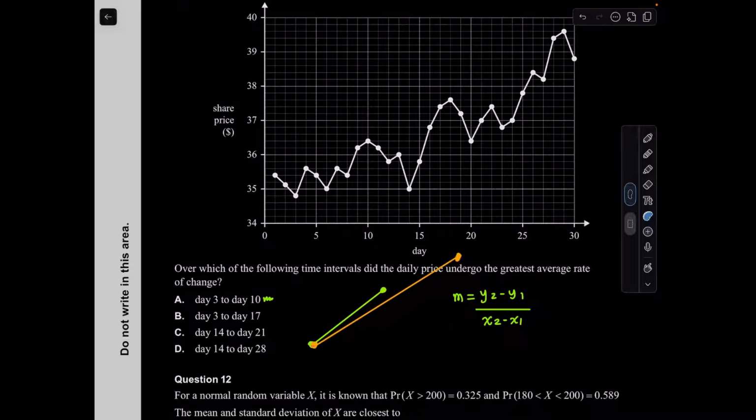Can you see I'm just connecting the ends of it right there? Of course the green one's actually steeper, so it has a higher gradient. Can you see how it's taller, basically?